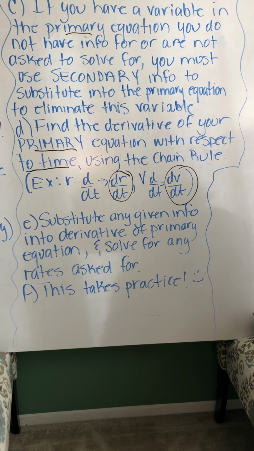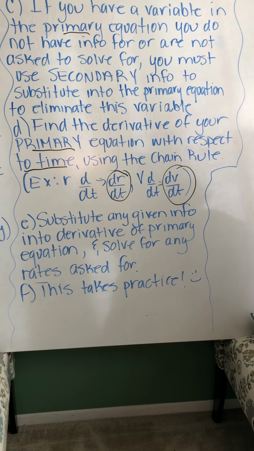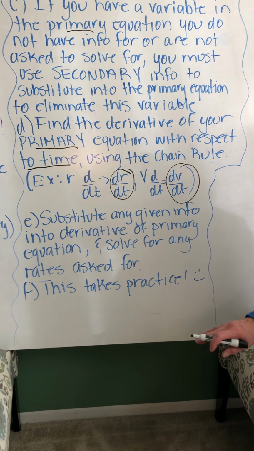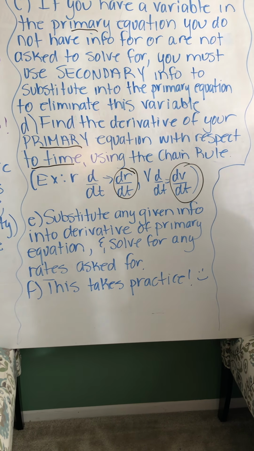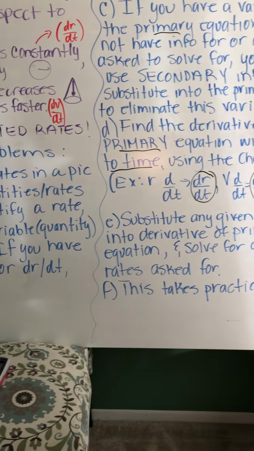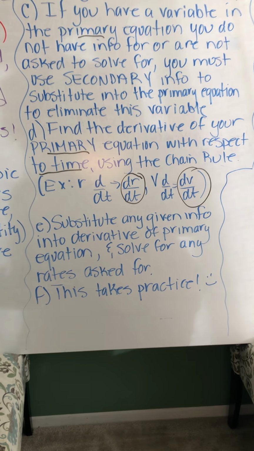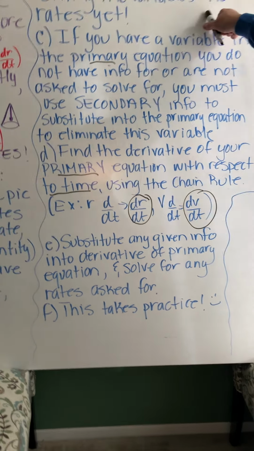E, substitute any given information into the derivative of the primary equation and solve for the rates asked for. This takes practice. So this is a lot going on here. To say this again really quickly, any quantities or rates you've been given, give them a list, give them a picture if you can, right? If you label a rate, you have to label the variable that you have in that rate. Write a primary equation.